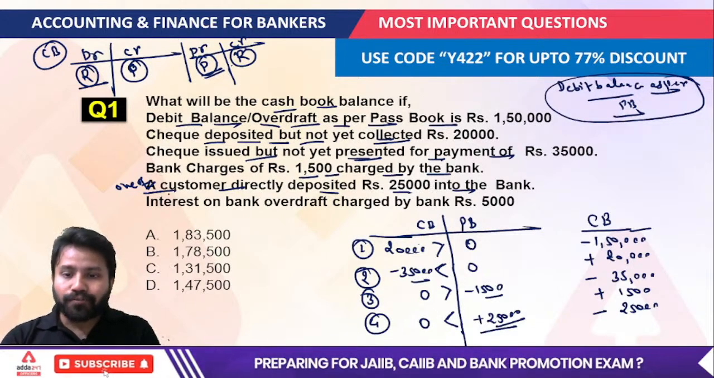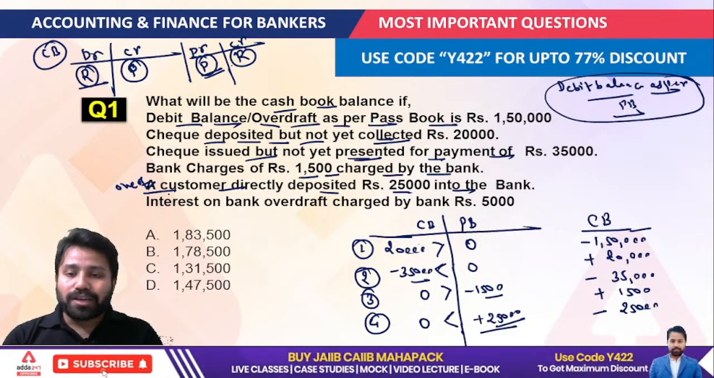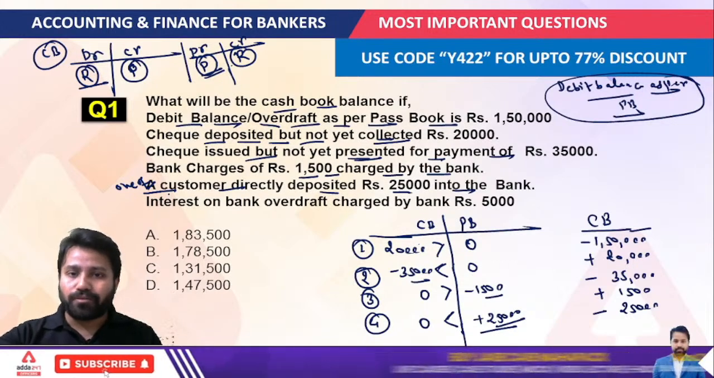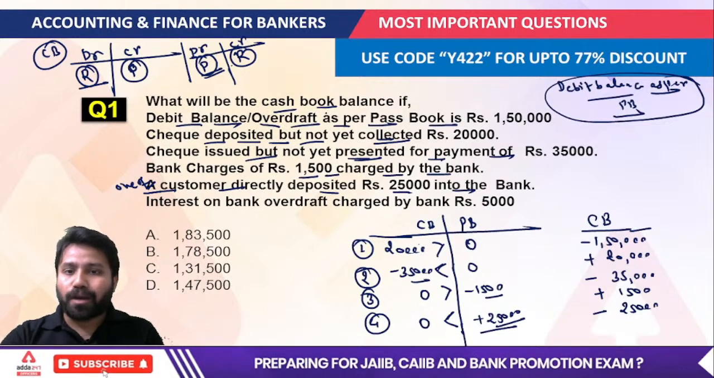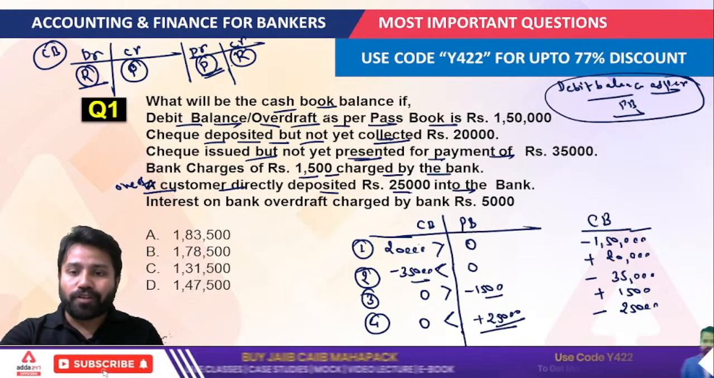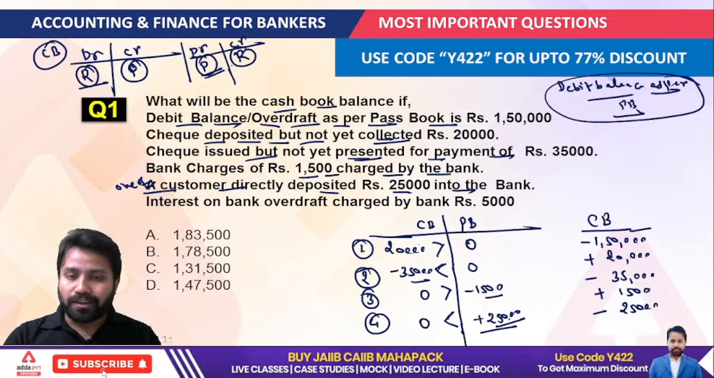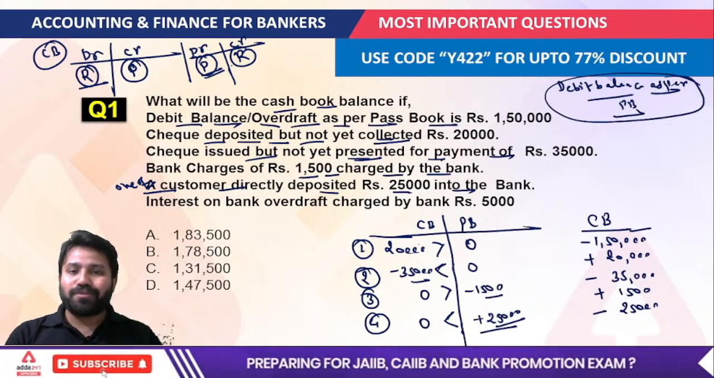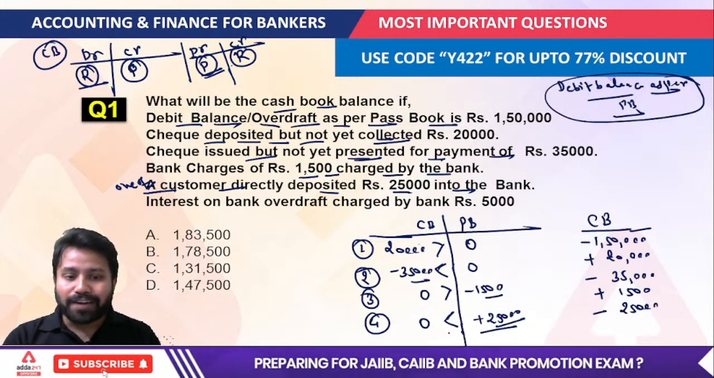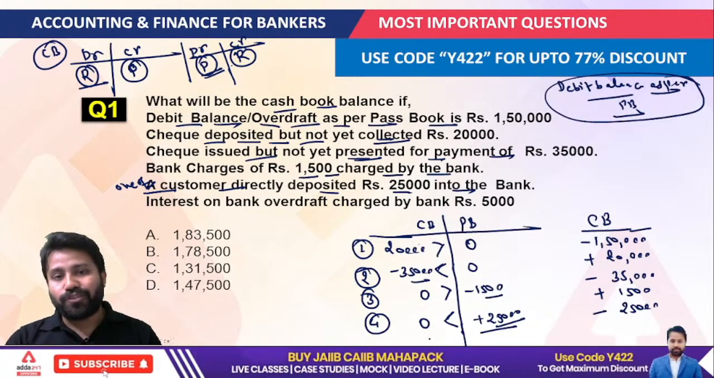If it is written here one of the customers, you can understand it as a debtor of the firm, debtor of the company, debtor of your organization, who directly deposited the amount into the bank. So the firm manager is not aware of that, and that's why this would reflect as zero in the cash book.